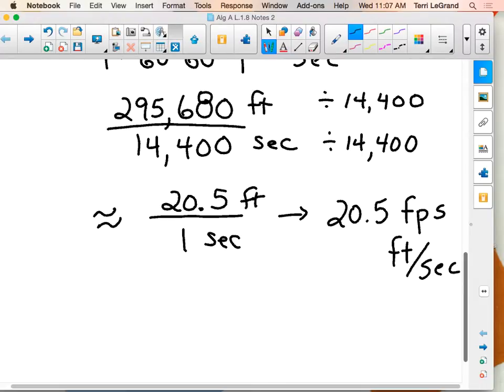Okay? So 56 miles in 4 hours is the same as approximately 20 and a half feet per second. So we convert it to a different unit rate. Okay, let's go to the backside and practice one more then.